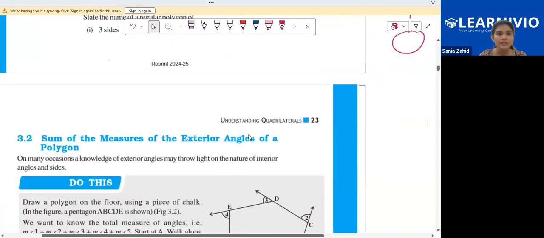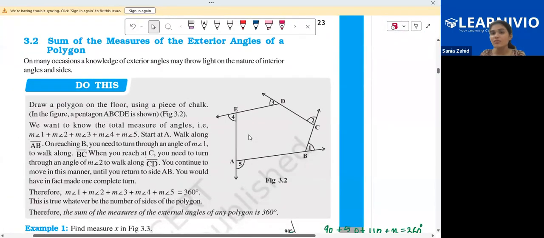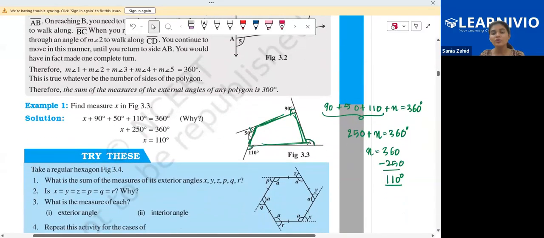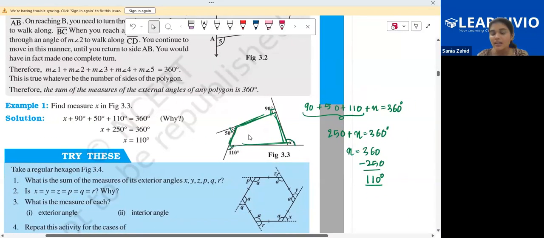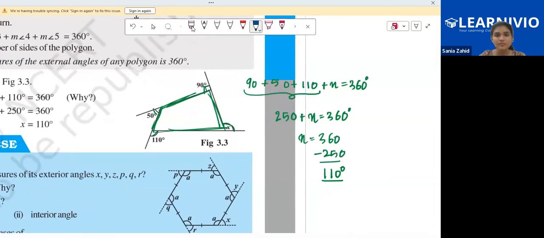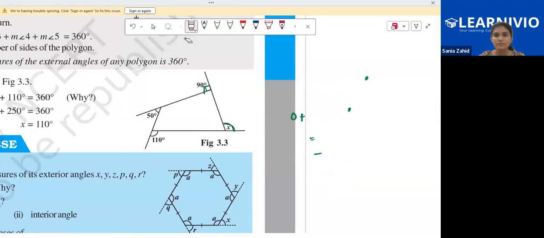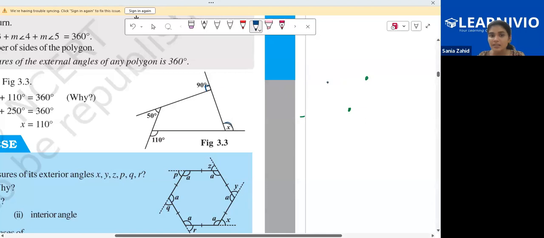Yes, very good. Right. Now, next is sum of the measure of the exterior angles of a polygon. Now, how are we supposed to measure the exterior angle? Let's suppose this is your polygon. And in this polygon, you have certain exterior angles also. Like this is your exterior angle, this is 90 degree, then this is x, then this is 50, and this is 110. Now you don't know what is the measure of x, and all of them are exterior. So the sum of all exterior angles of a polygon is equal to 360 degrees.